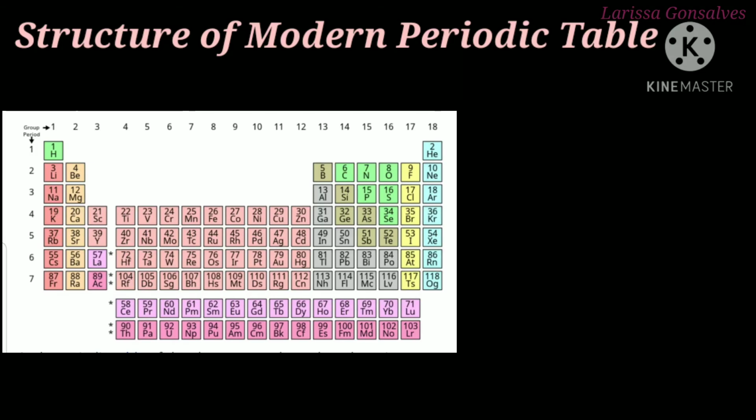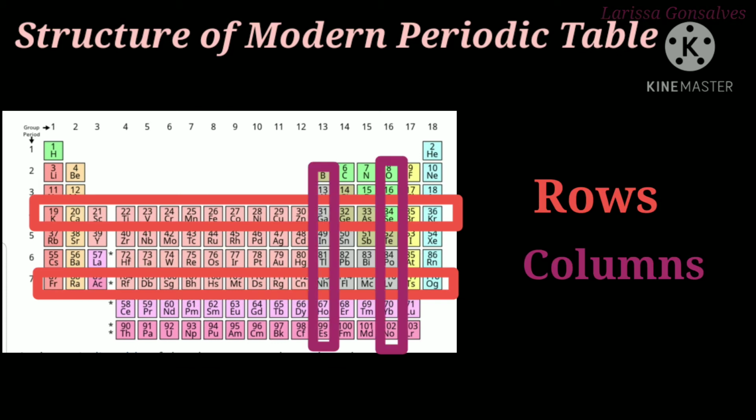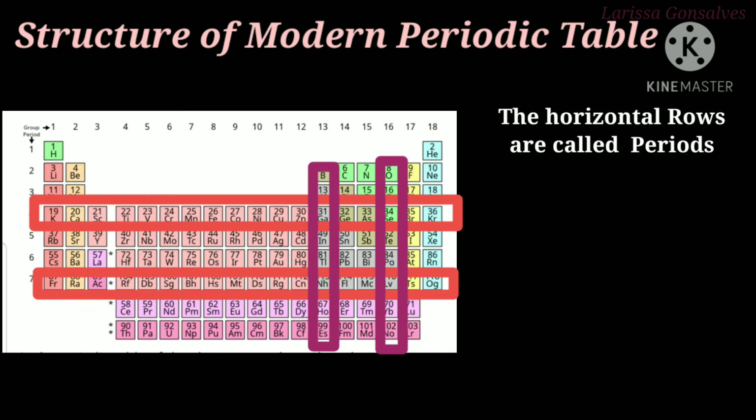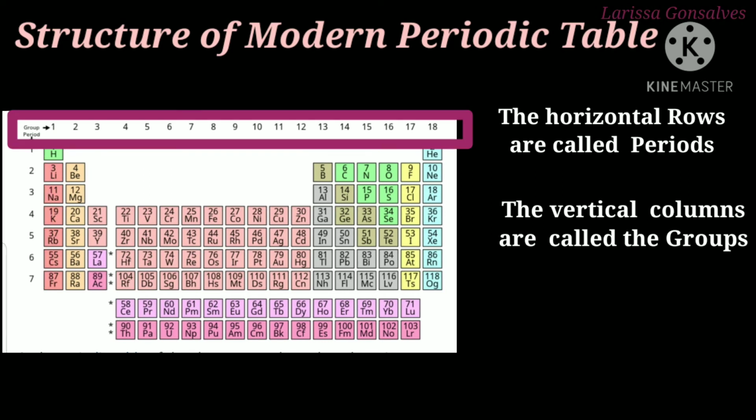The modern periodic table has horizontal rows which intersect the vertical columns, and this gives rise to a number of boxes. The horizontal rows are called periods and the columns are called groups. So there are 7 periods starting from number 1 to 7 and 18 groups starting from number 1 to 18 in the modern periodic table.